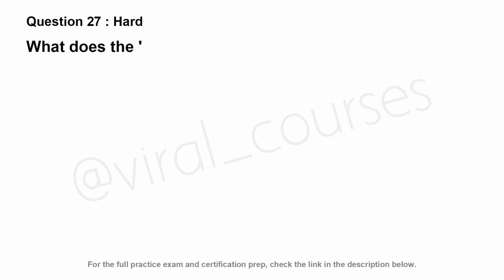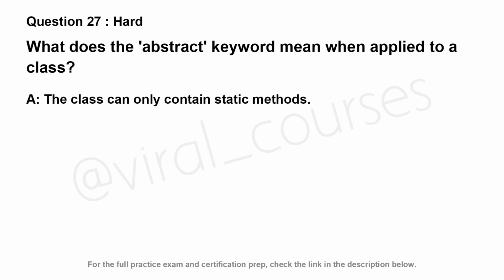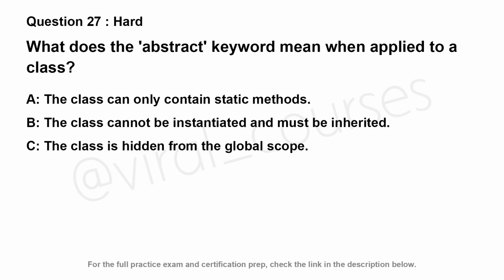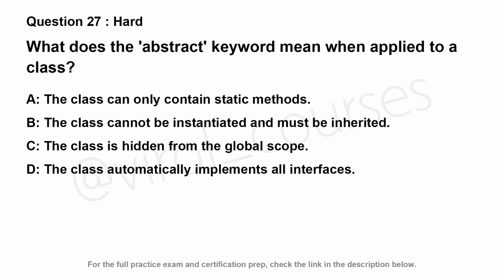What does the abstract keyword mean when applied to a class? Option A, the class can only contain static methods. Option B, the class cannot be instantiated and must be inherited. Option C, the class is hidden from the global scope. Option D, the class automatically implements all interfaces.